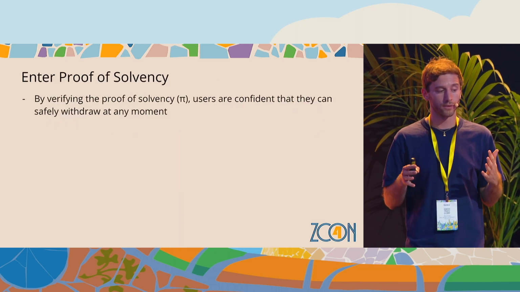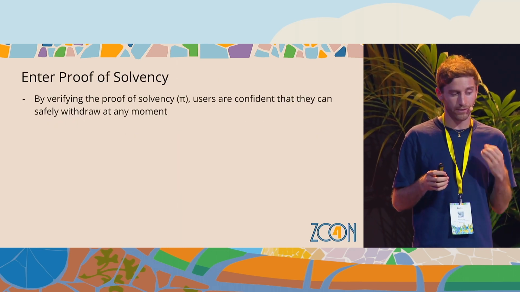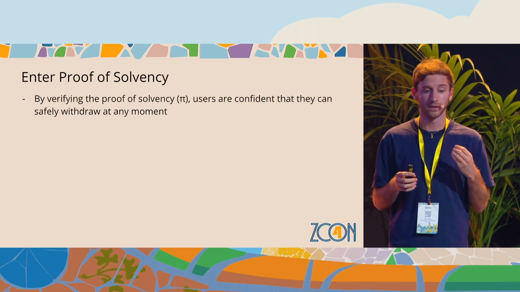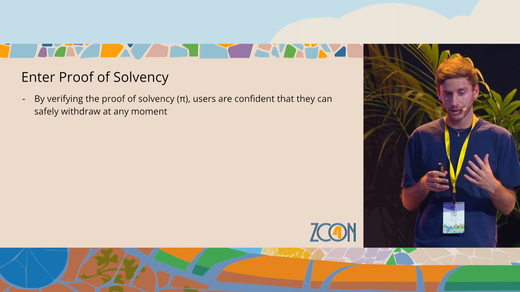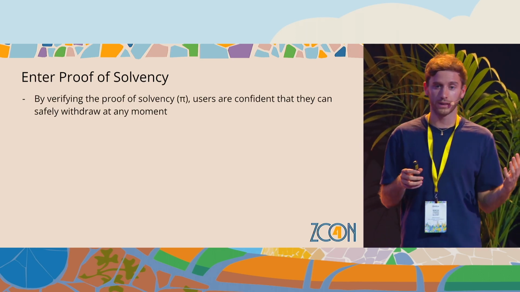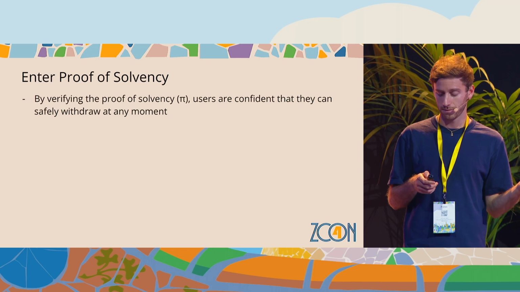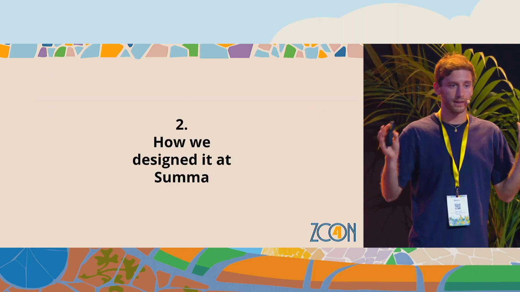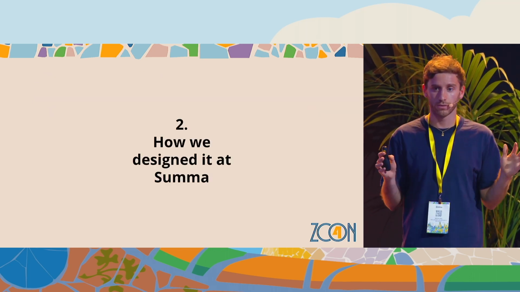The role of the proof of solvency is that by verifying this proof, pi, if the proof verifies, the user will be confident that they can withdraw money from the exchange at any time safely. So that was, let's say, the high-level introduction to proof of solvency.